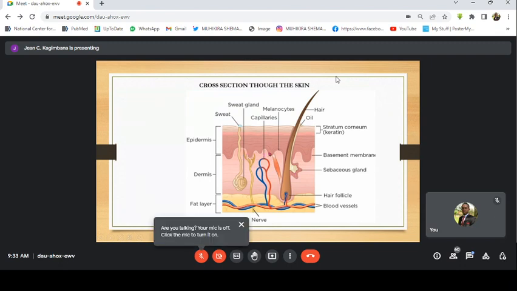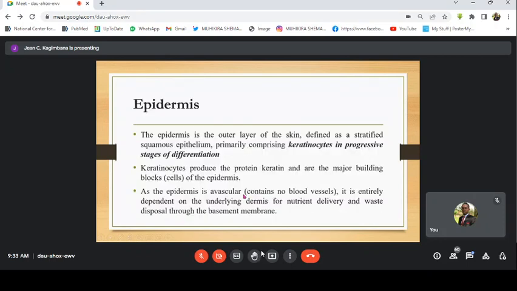It is not vascularized because the exchange is just played by the basement membrane here. But mainly the dermis and the subcutis are the only vascularized layers. And it's entirely dependent on the underlying dermis for nutrient delivery and waste disposal through the basement membrane.